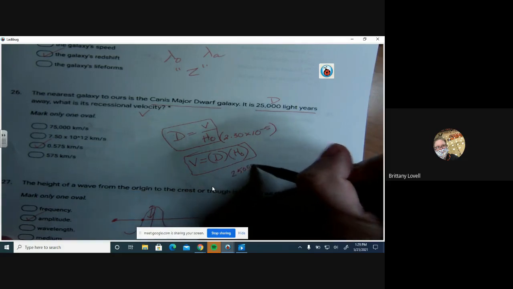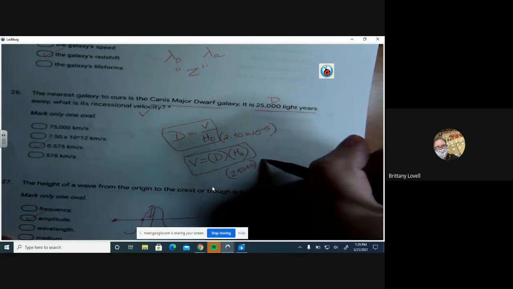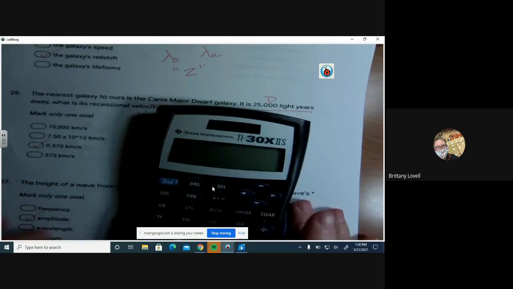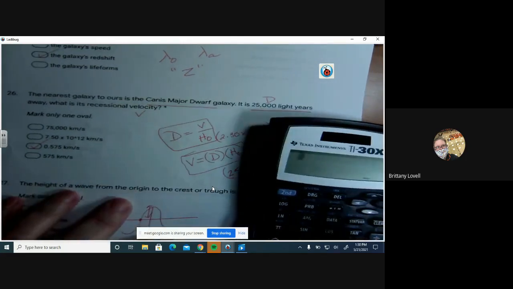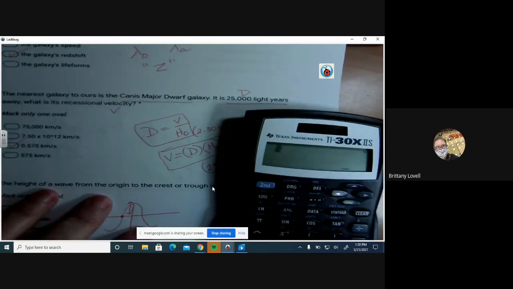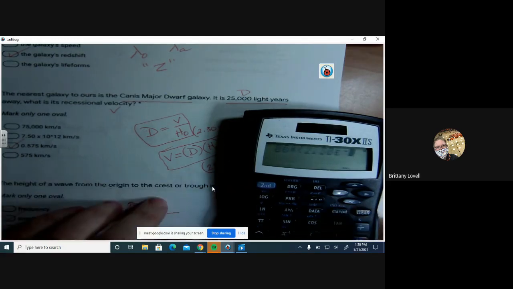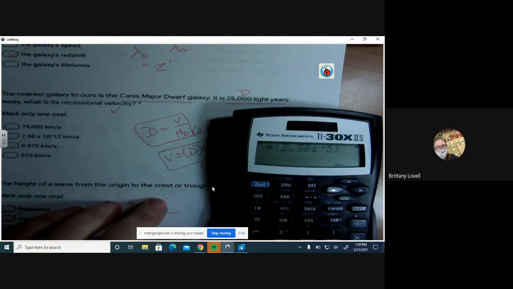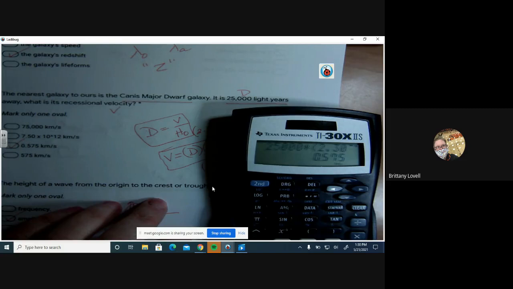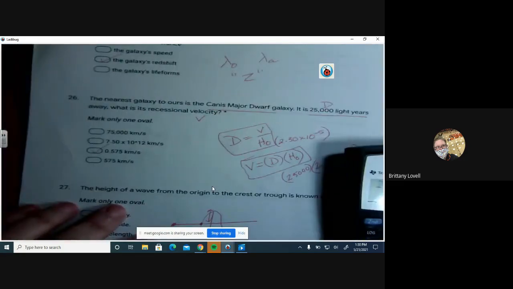V is equal to distance times Hubble's constant, which means that you're going to put your distance in there as 25,000 times 2.30 times 10 to the negative 5th. And if you plug this in your calculator, you've got to make sure you're doing it correctly. 25,000 times, I'm going to put parentheses around that second number, Hubble's constant, 2.30 times 10 to the negative 5th. And you end up with about 0.575, okay, which is letter C.